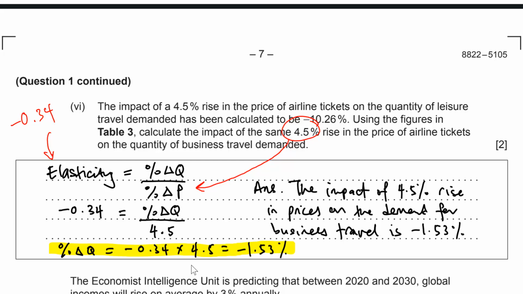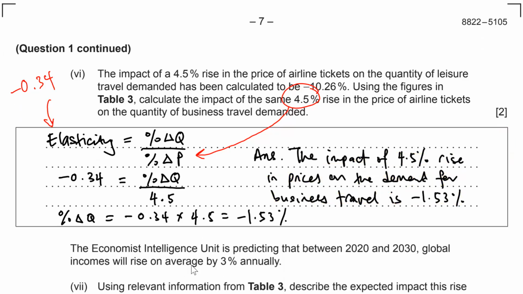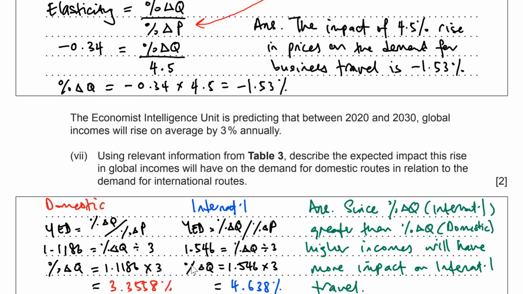So to answer the question, the impact of the 4.5% rise in prices on the demand for business travel is minus 1.53%. So you raise prices by 4.5%, and you're going to reduce the demand for business travel by 1.53%. That's how you'd answer that question. It's only 2 marks, so that's a straightforward application of the elasticity formula, and all you have to do is fill in the blanks, as you saw. Okay, so nothing too thrilling. Let's move on to the next bit.